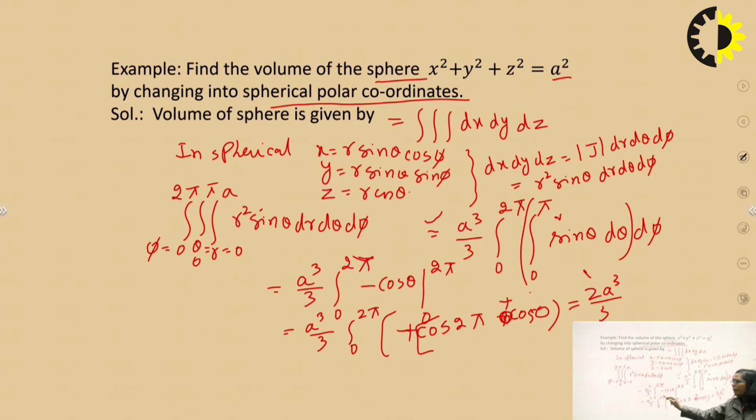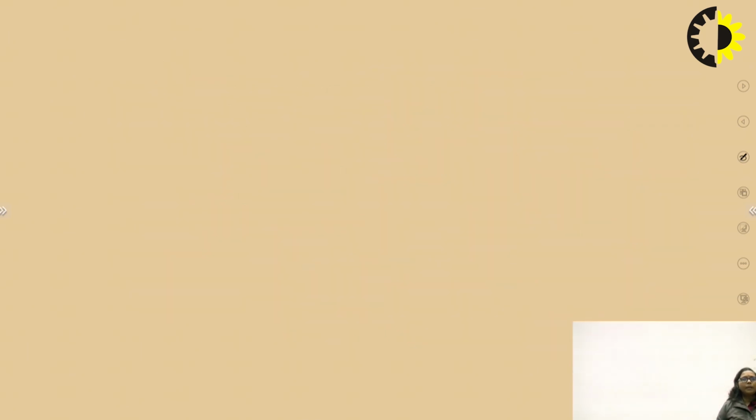There is no function of phi here, so we just put the limit of phi, giving the value 2 pi multiplied here. So what answer do we get? We get 4 pi a cube upon 3. This is the volume of the whole sphere, 4 by 3 pi a cube. This is how we convert Cartesian coordinates to spherical coordinates and solve it.